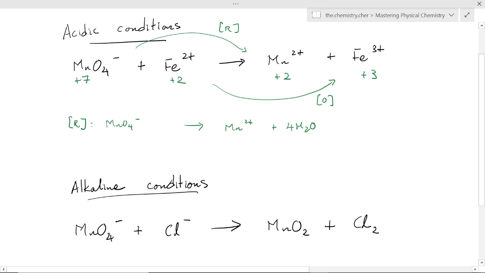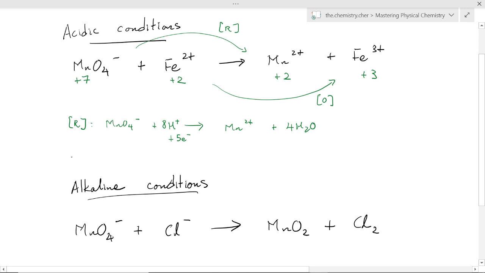After which, since this is in the acidic condition, I'm going to add H+ to balance it up. And you realize that I have 8 hydrogens on the right, so I will have 8 over here. And finally, I have to make sure that the charge balance is there. So I will check, and I realize that the charge over here is +7. The charge over here is +2. Hence, I will need 5 electrons over here. And that is how you balance an equation in the acidic condition.